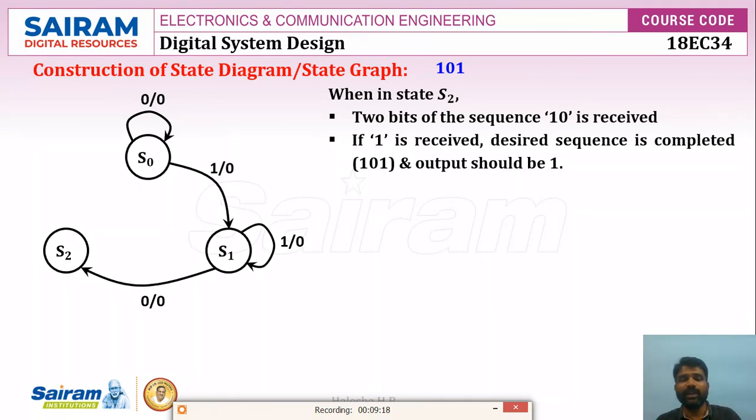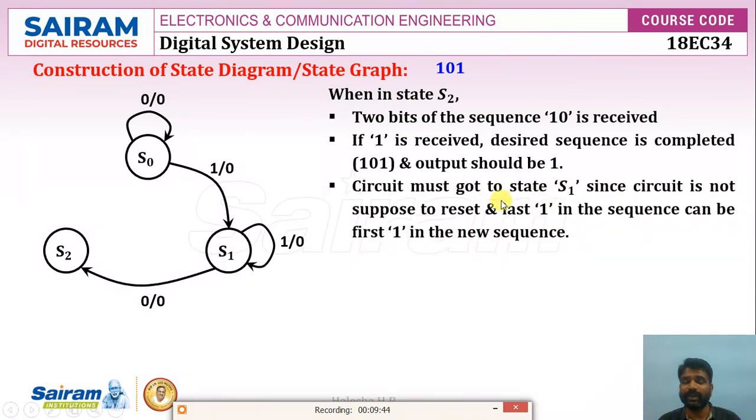Then whether it goes to a new state or one of the available states. See, when 1 is received, the recent one will be considered as the first bit of the sequence. The first bit, that is 1, is received in state S1, so the circuit must go to S1. It goes to state S1 since the circuit is not supposed to reset, and the last one in the sequence can be the first one in the new sequence. Clear now? So it will go to state S1.